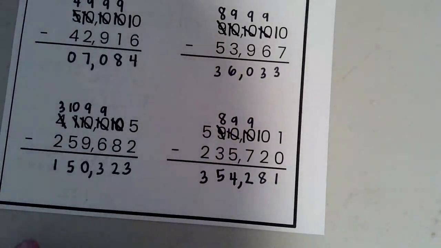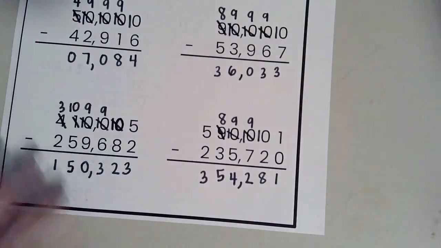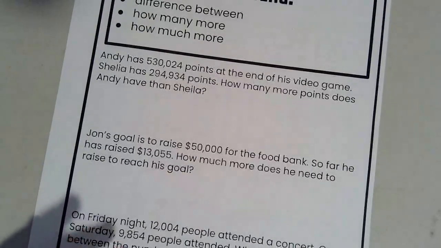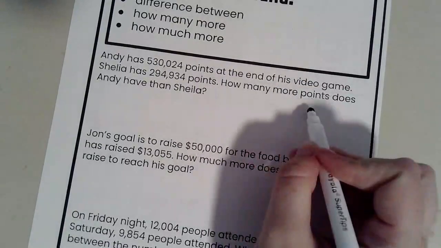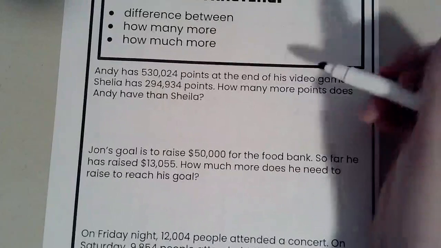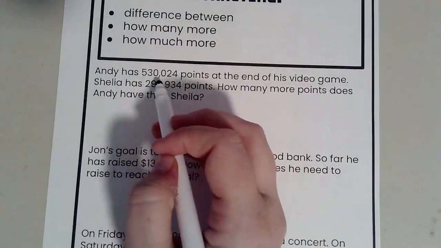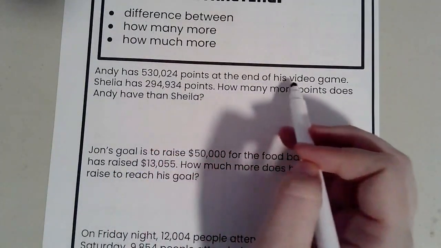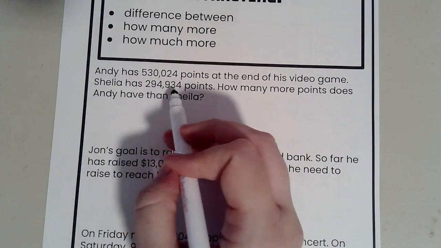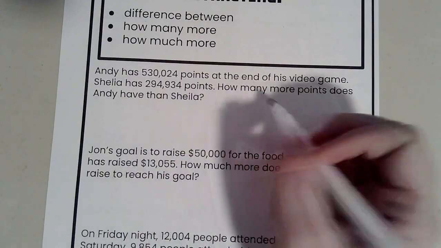problems. So let's switch over to the ones we're going to write ourselves that are word problems. So we have to watch for all the stuff I've been talking to you about in these place value videos. So we're going to make sure we leave enough space above and below and that we line up our digits. Okay. So Andy has 530,024 points at the end of his video game. Sheila has 294,934 points. How many more?